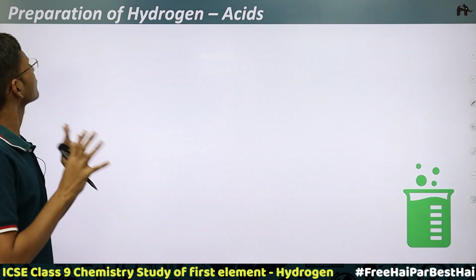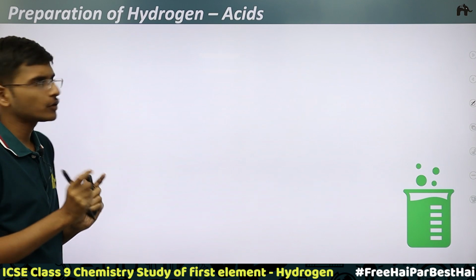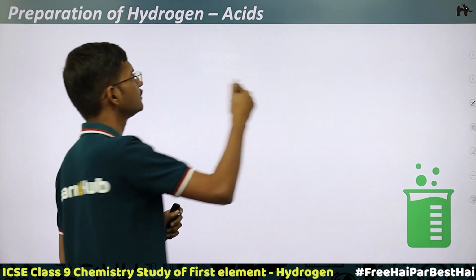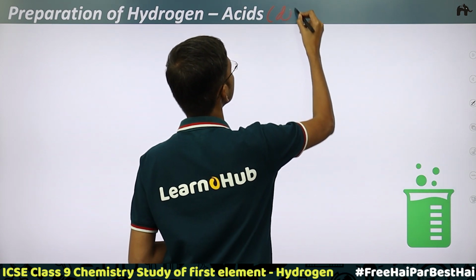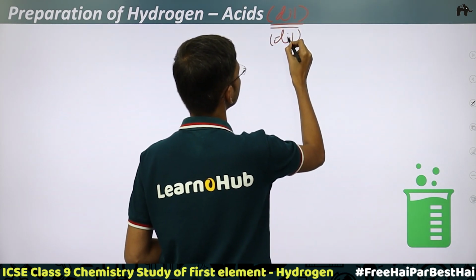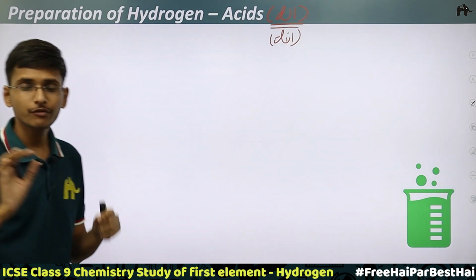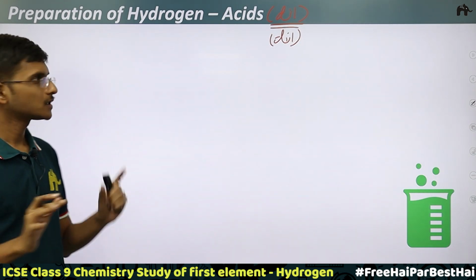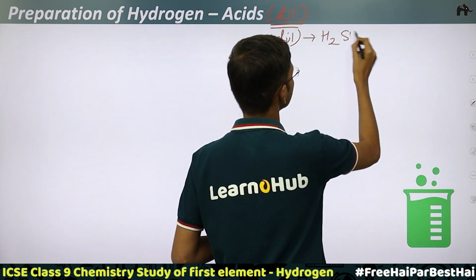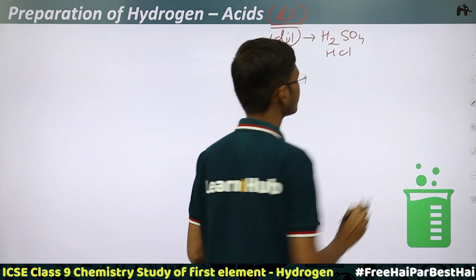So with acids, what we do is we use dilute acids. Now we will start using dilute acids. If you're not able to see, I'm just writing here dilute. Now which dilute acids are we going to use? These 2 dilute acids, sulfuric acid and hydrochloric acid.